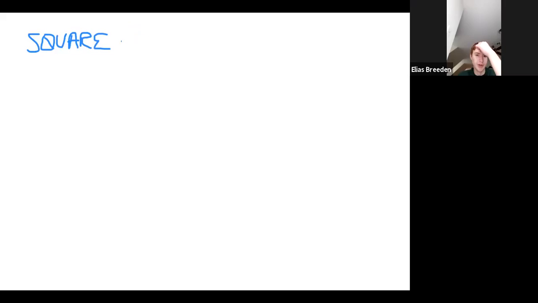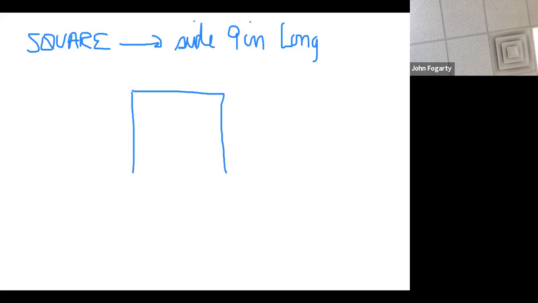So, for example, if I tell you you have a square, what do you know about a square? Somebody give me the definition of a square. 4 congruent sides. A quadrilateral, right? Or a parallelogram with 4 congruent sides, right? A square. And here's what I know about the square. My square has a side that's 9 inches long, right? So what am I going to do? I'm going to draw my square. There's my square, yes?